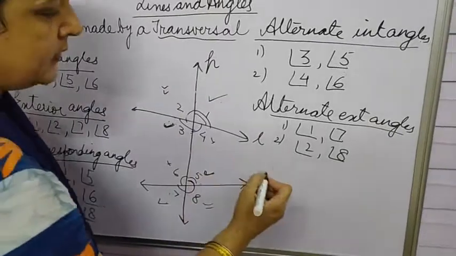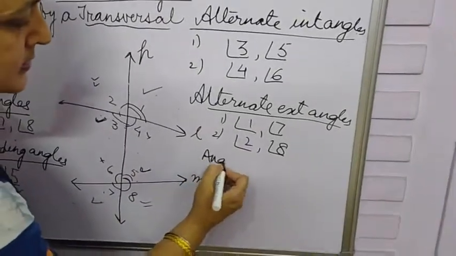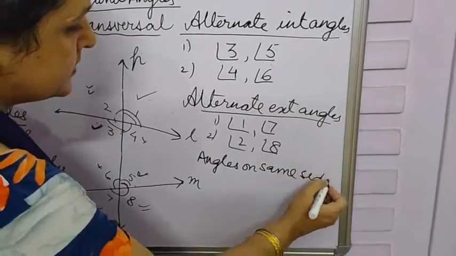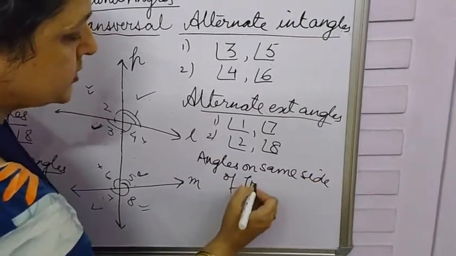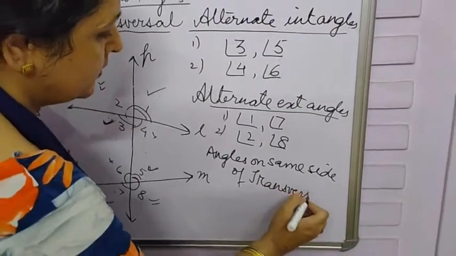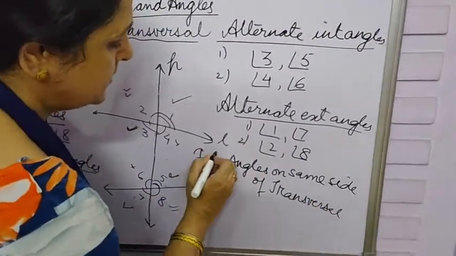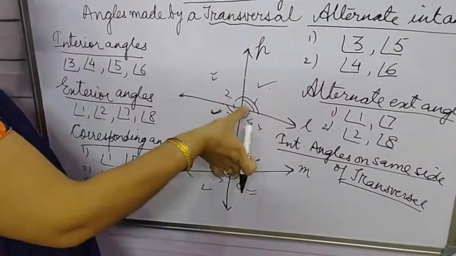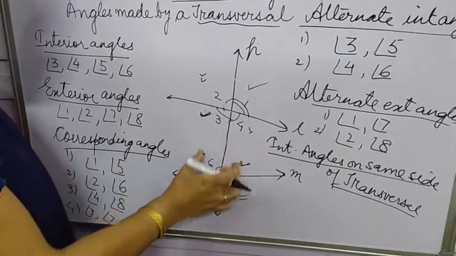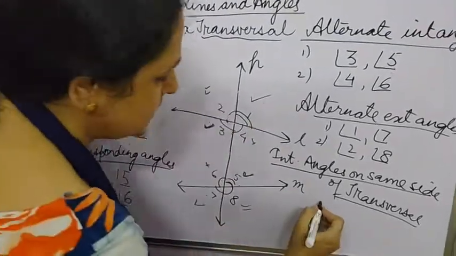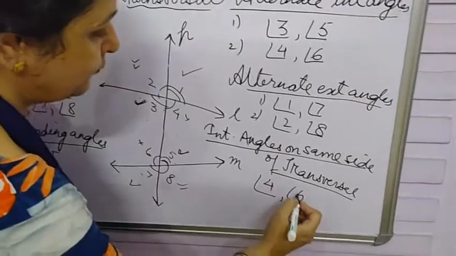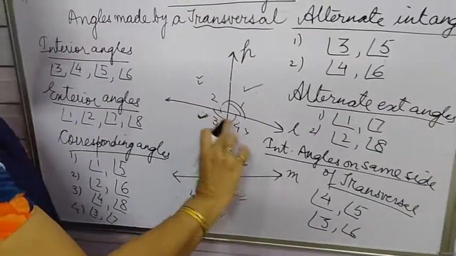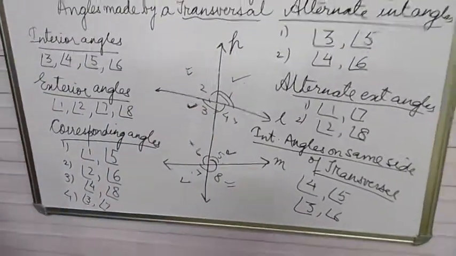Another category of angles are angles on the same side of the transversal. Interior angles on the same side of the transversal. Now, interior means we are to consider only these four angles and on the same side of the transversal. So, we have two pairs, angle 4 and angle 5 and angle 3 and angle 6. These are interior angles on the same side of the transversal.